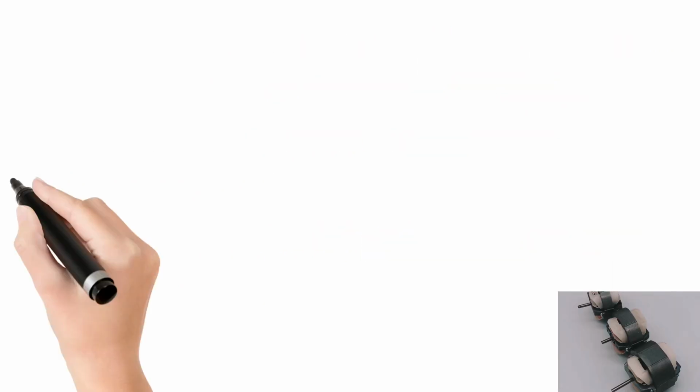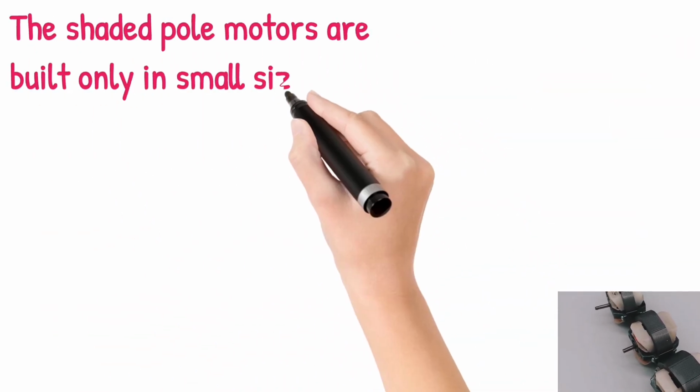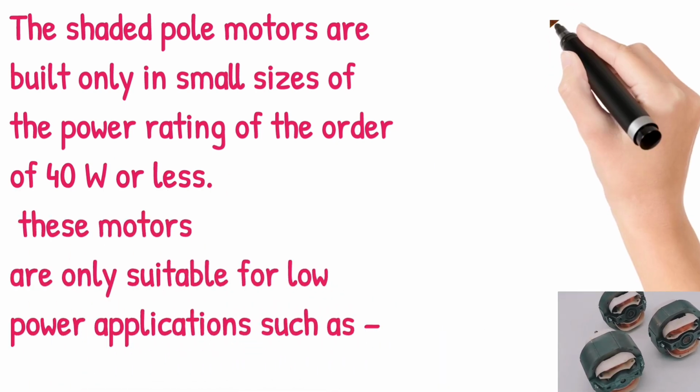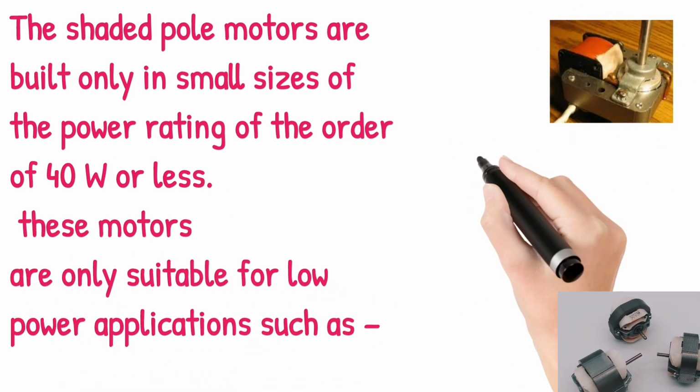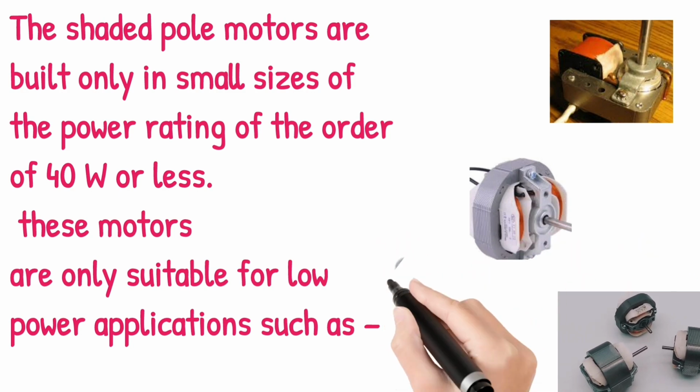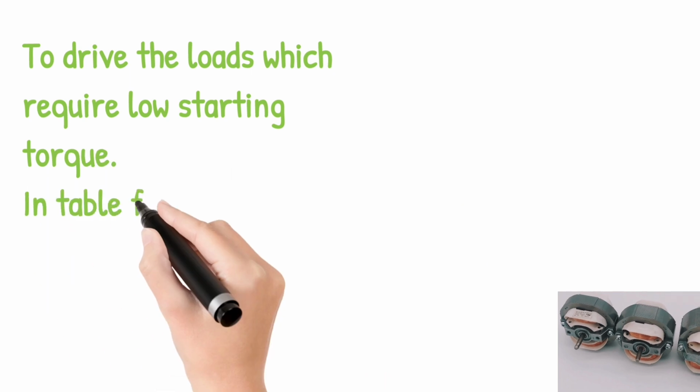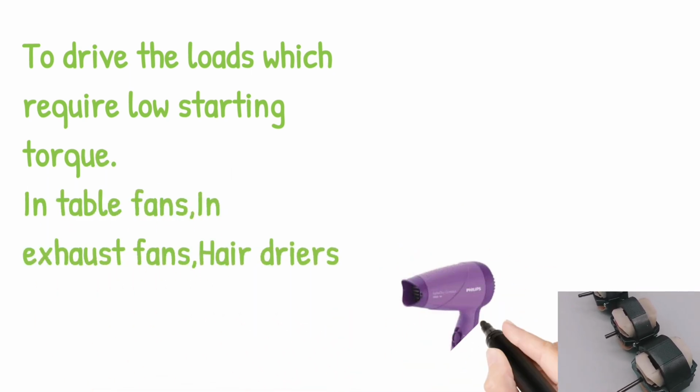The shaded pole motors are built only in small sizes of the power rating of the order of 40W or less. These motors are only suitable for low power applications, to drive the loads which require low starting torque.